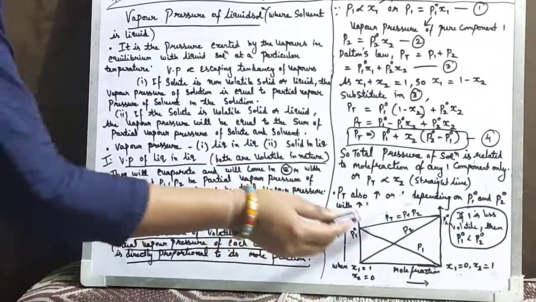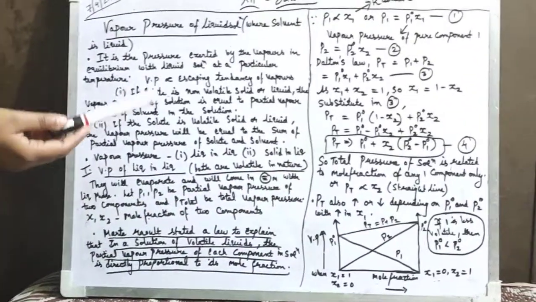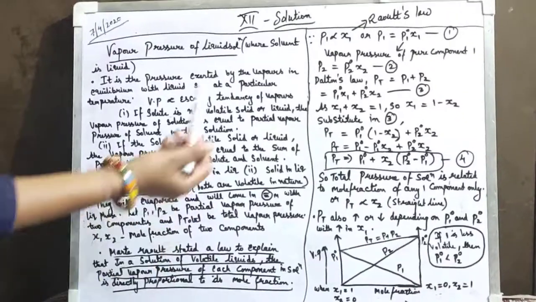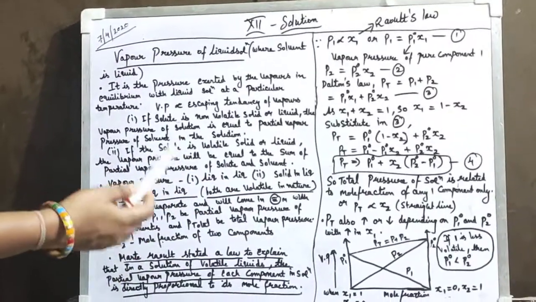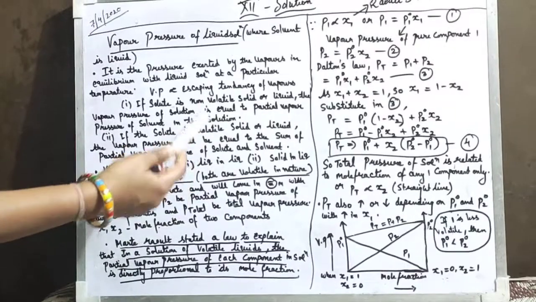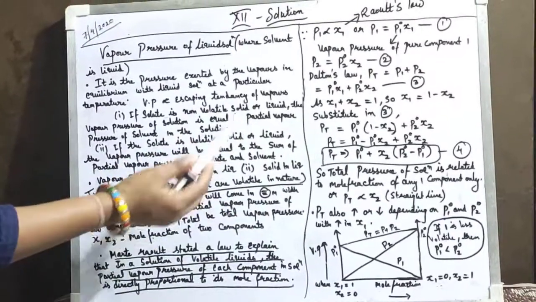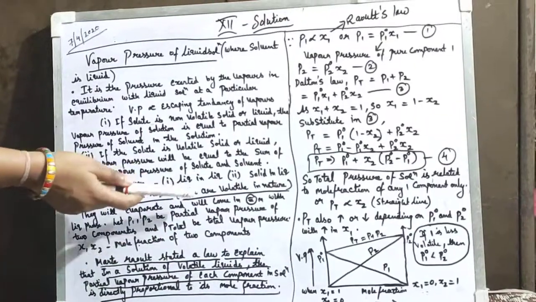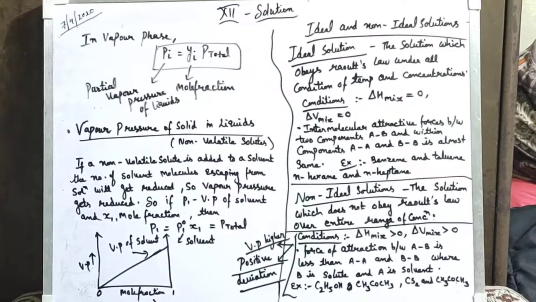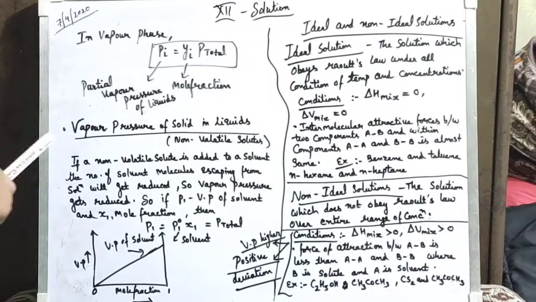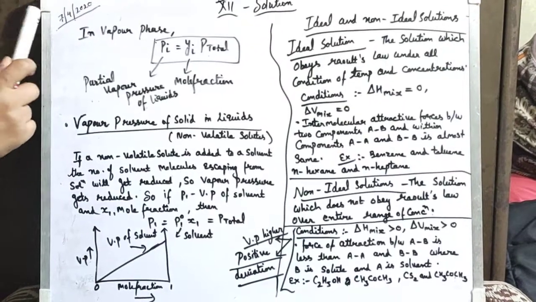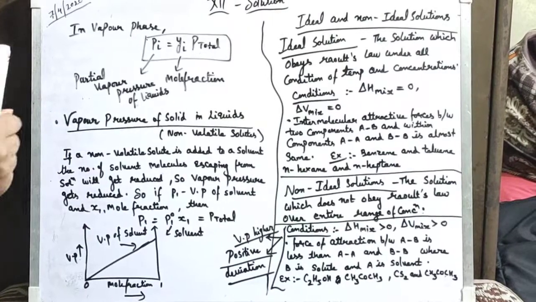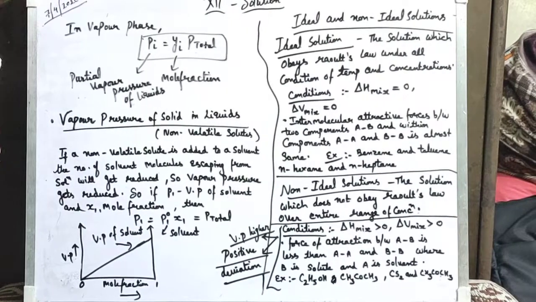So from this combination you can understand how the partial vapor pressure is correlated with the mole fraction, and how the volatility is affecting the overall vapor pressure of that liquid solution. Okay, so we have read about the vapor pressure with respect to the volatile solution, right?